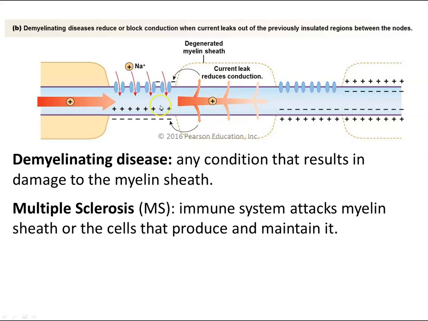So if they leak, you have a hard time getting a signal to travel all the way down long axons. And I keep saying long axons because in the central nervous system, they're short axons and they don't need myelin, because it doesn't matter if there's myelin in there or not, because the distances are so short that even if you did lose some ions, you still can get the signal across very, very fast.